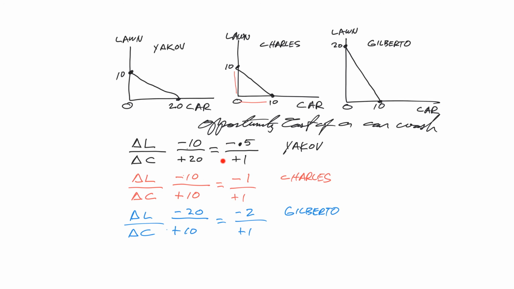Well, Yakov, he only gives up a half a lawn when he produces a car wash. Charles gives up a full lawn when he produces a car wash. Gilberto gives up 2 lawns when he produces a car wash. So Yakov has the lowest opportunity cost of producing a car wash. We would switch him first. We would switch Charles over second. Gilberto is talented in lawn mowing. We would switch him last.